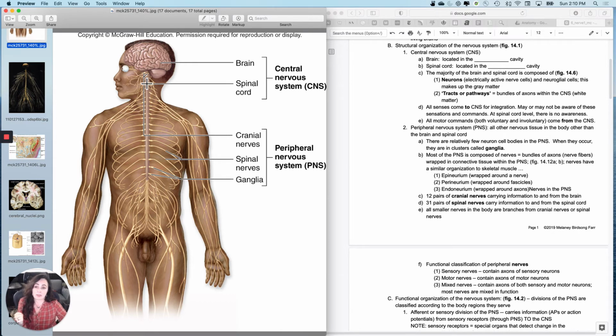And then there are 31 pairs of what we call spinal nerves that go directly to and from the spinal cord. And then every other nerve in the body has to connect to either a cranial or a spinal nerve eventually. Think of it like on-ramps and off-ramps to I-15, right? So you got to get on, you got to get off, and there are a limited number of places that you can do that.